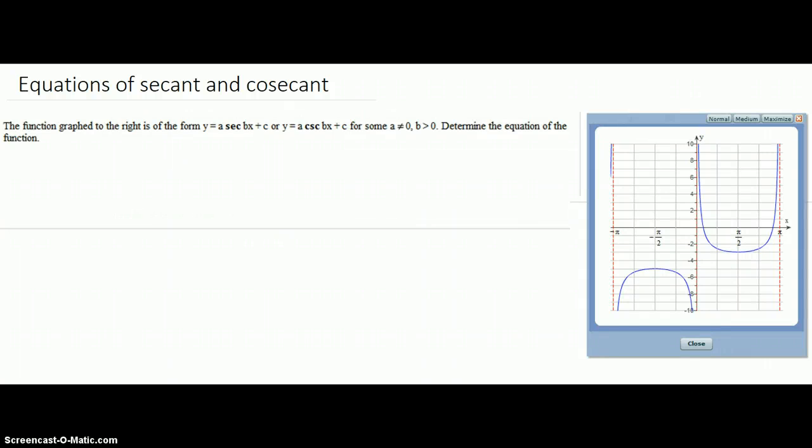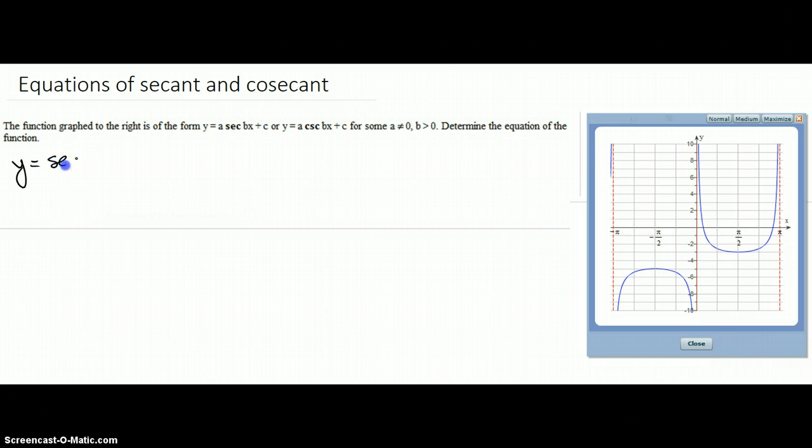In this video, we're going to find the equation of this graph, equation of secant graphs or cosecant graphs. Which one is it? Let's find out. First, let's remind ourselves what the graph of secant looks like.